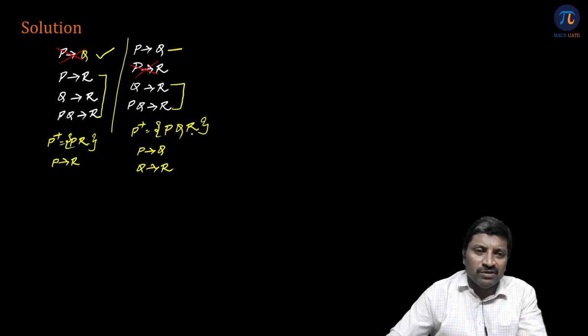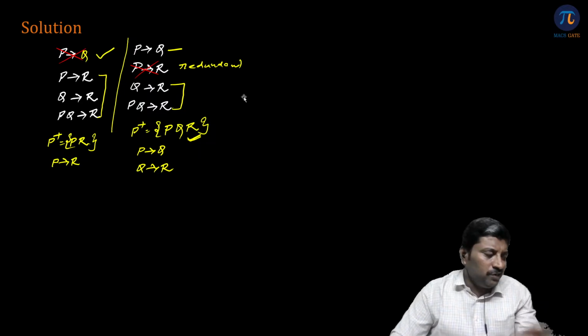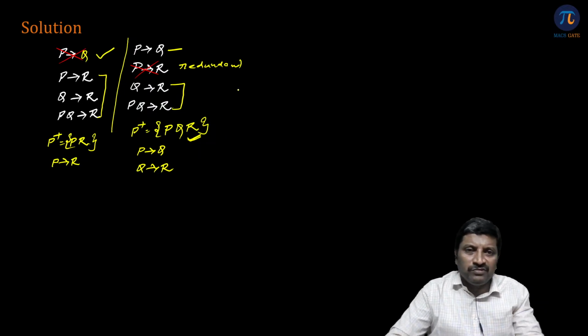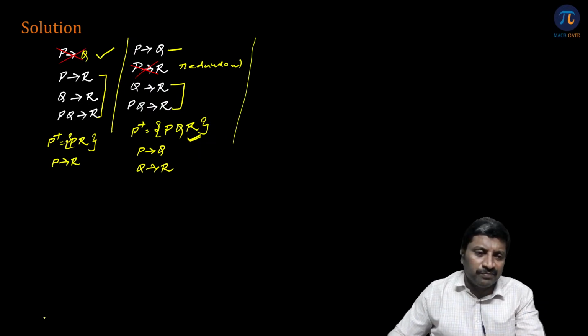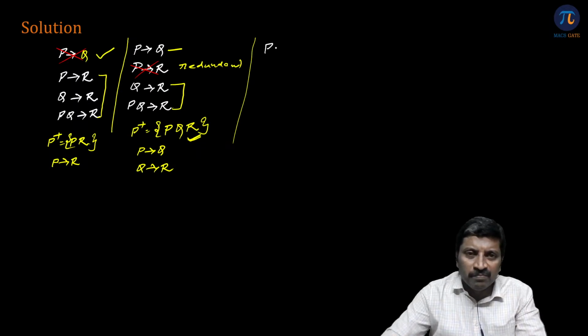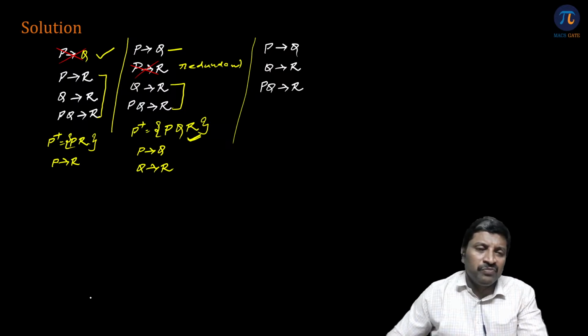So what does it mean, sir? I am able to get R. So what does it mean? It is extra, or it is not mandatory, or it is redundant. Whenever it is redundant, we can delete it. When you delete it, what else do you have? P goes to Q, Q goes to R, PQ goes to R. Fine.